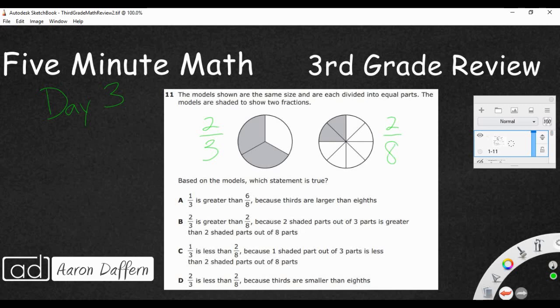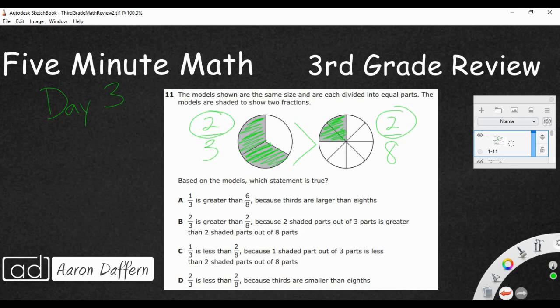So 2/3 and 2/8. First we're going to have to figure out which one is bigger, which one has more of a shaded area. It's pretty obvious that the 2/3 is going to be greater, so I'll put a greater than symbol right there. My 2/8 is pretty small. This is one thing we learn in 3rd grade: it's easy to compare fractions that have the same numerator, even if you don't have a picture.